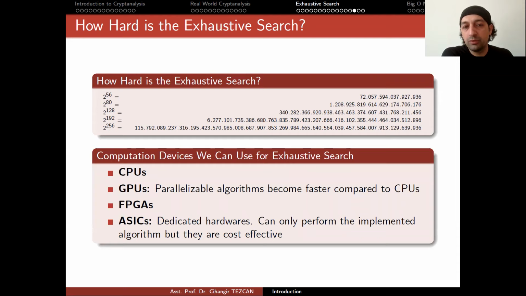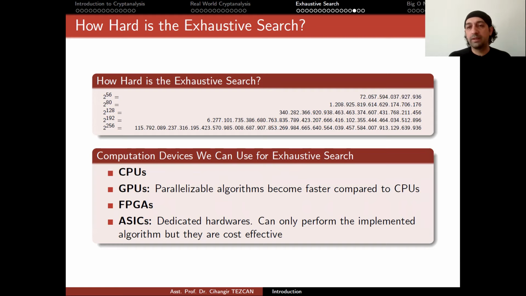So what can we use to perform an exhaustive search attack? The easiest thing you can obtain is CPUs, because almost everybody has a computer or a smartphone that has very fast CPUs. But GPUs are better for exhaustive search, because GPUs come with a lot of cores. Modern GPUs have more than 3,000 cores, and since this is an easily parallelizable operation, where each core can try a different key, you get 10 to 100 times faster performance than a CPU. We also have FPGAs, which are field programmable gate arrays.